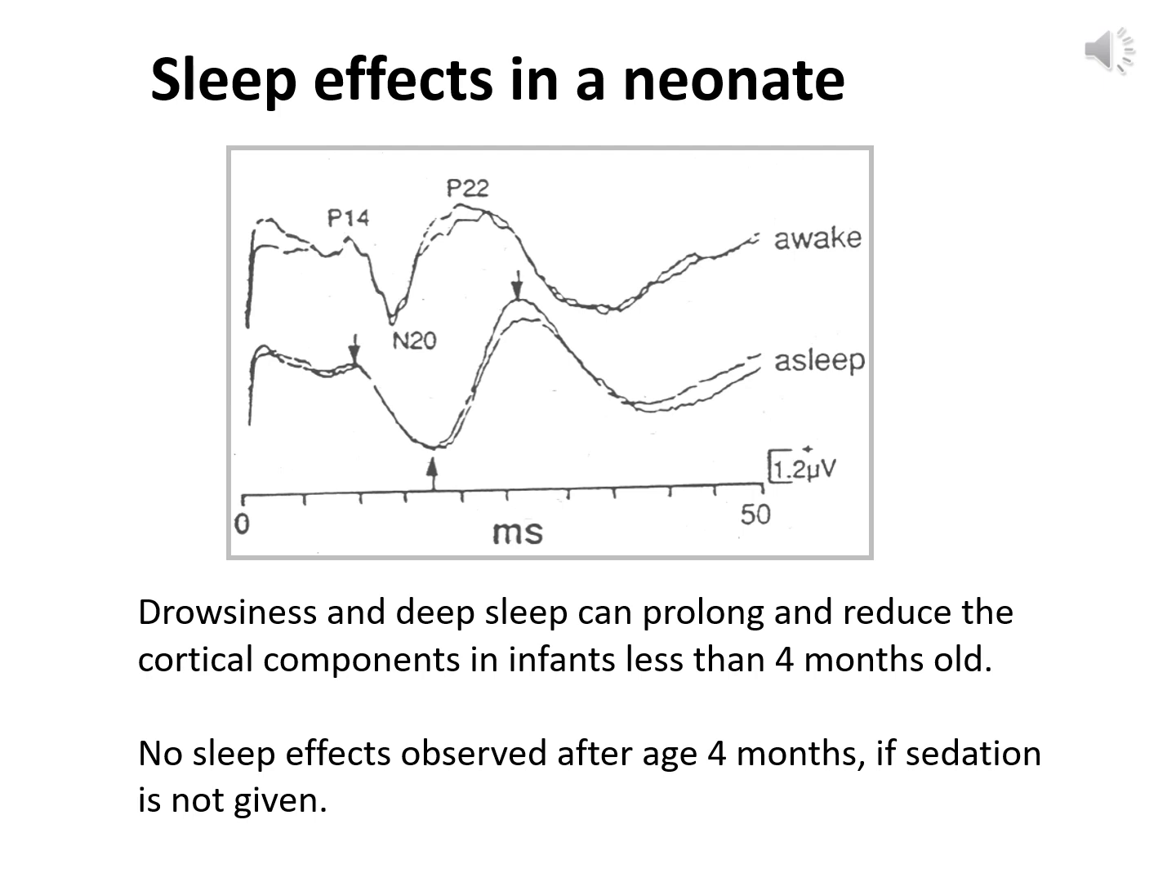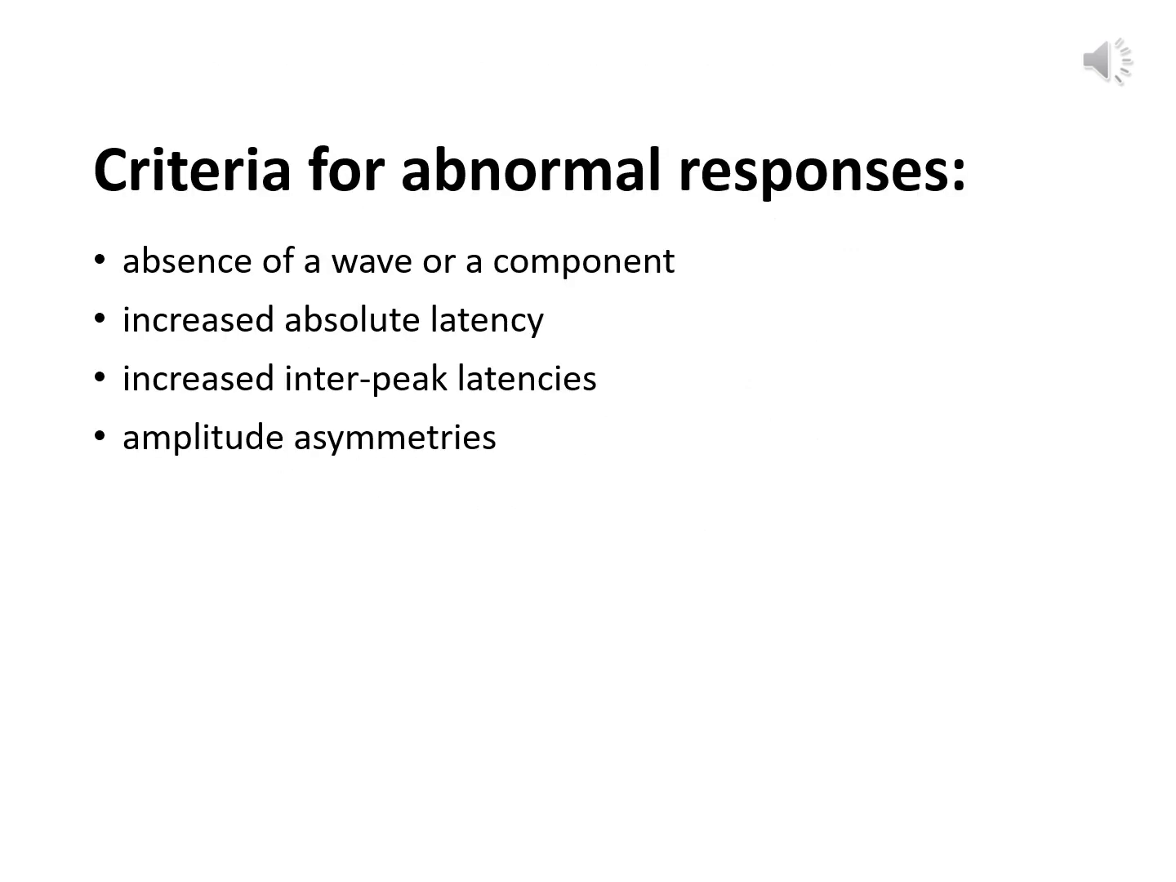In children over 4 months of age, the cortical components should not be substantively affected by natural sleep. An SEP is considered abnormal when at least one of the following criteria are met: the absence of a waveform or component, an increase in the absolute latency of a peripheral component, or an increase in the interpeak latency of a central component. Amplitude in and of itself is not usually a criterion for abnormality. However, an amplitude asymmetry of greater than 50% is, whereby the lower amplitude side is usually the abnormal side.